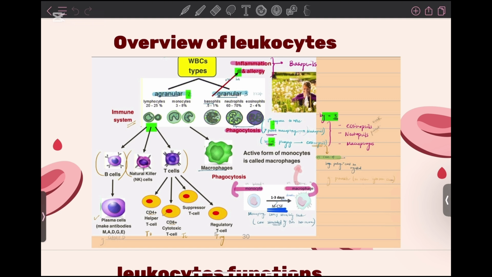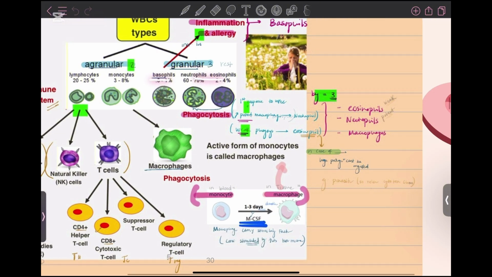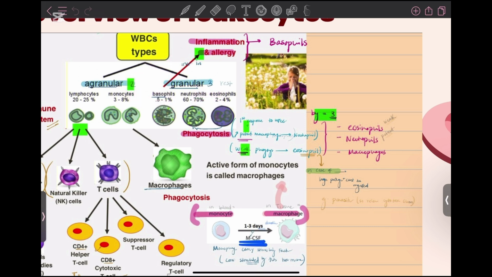Now, we said the agranular are 2, the lymphocytes and the monocytes. The granular are the rest, the 3: basophils, neutrophils, and eosinophils. Basophils, you would generally see them in inflammation and allergy, which we already know, with IgE being released in this case. For the neutrophils and eosinophils, they are known as phagocytes. They phagocytose. They have this feature, which is phagocytosis. But the weakest in this procedure is eosinophils, and the most potent is neutrophils.